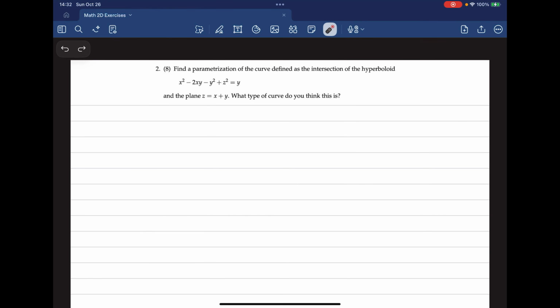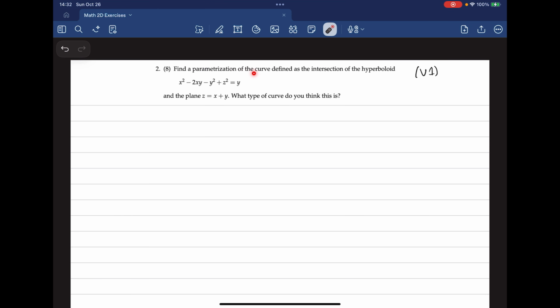Hello. In this video, I'm going to be solving problem 2 from my students' practice midterm made available to them on Canvas. And for my students watching, this particular problem is one from version 1 of that practice midterm, available in the Files tab, sorry. And the problem reads as follows.